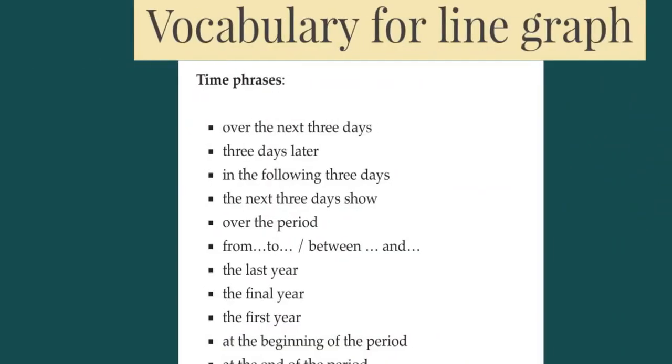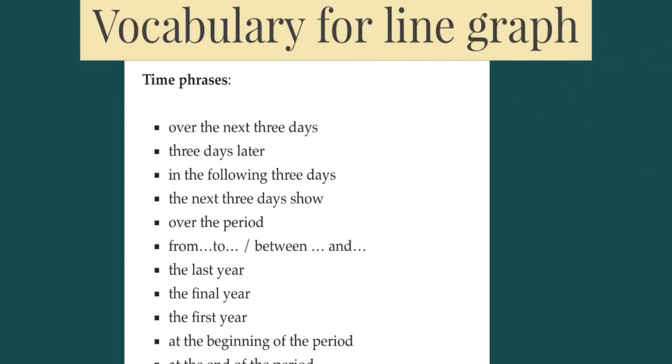Vocabulary also for line graphs when you have to show time phrases: over the next 3 days, 3 days later, in the following 3 days, the next 3 days show. Over the period, from to, between and, the last year, the final year, the first year, at the beginning of the period, at the end of the period.